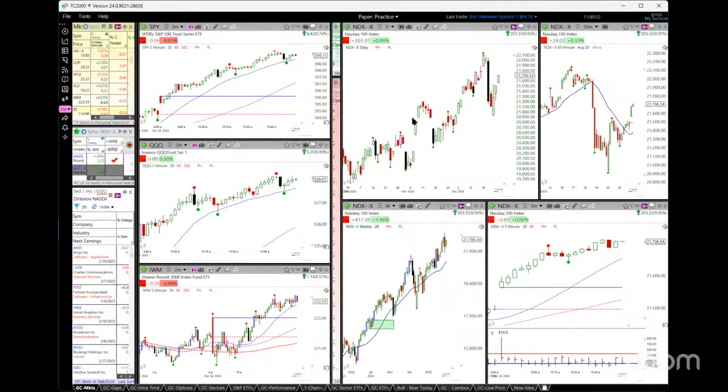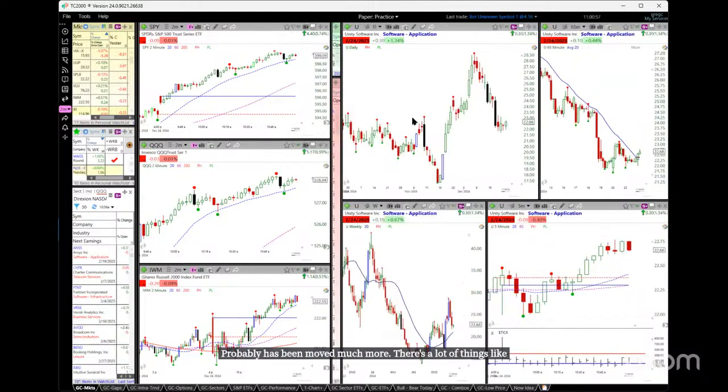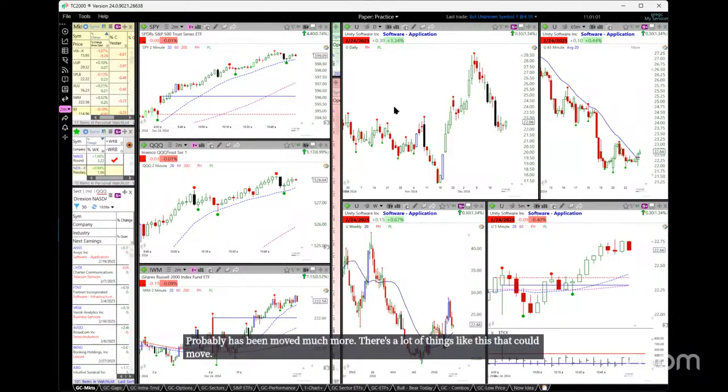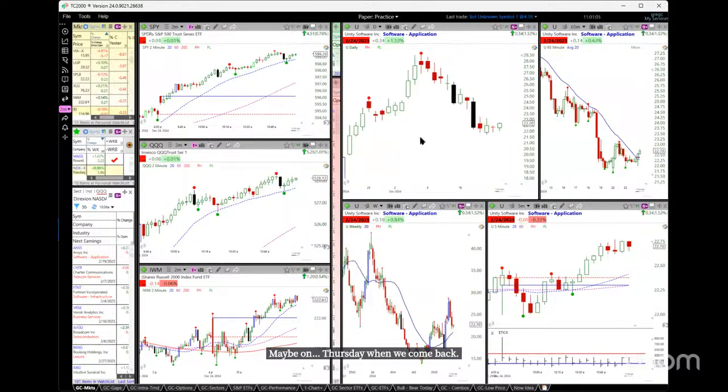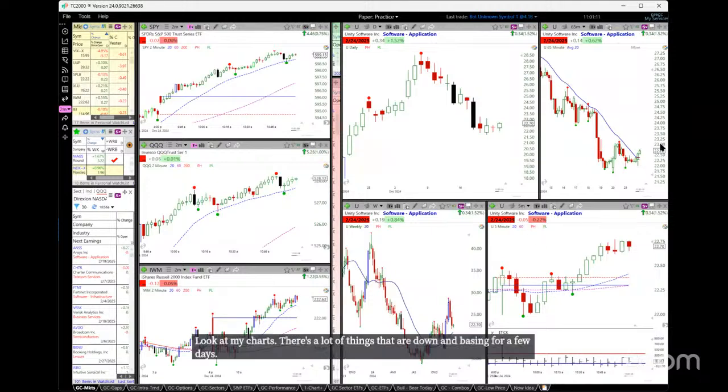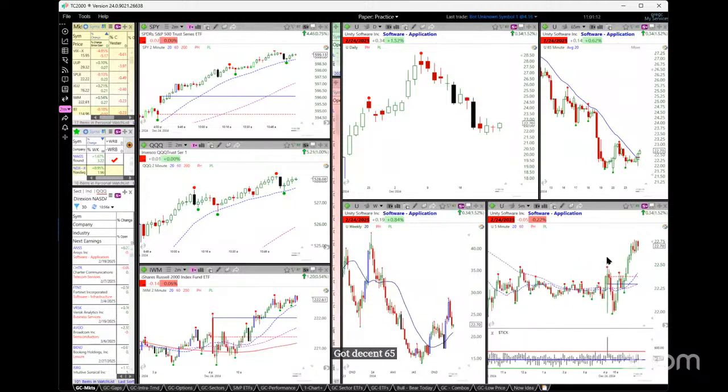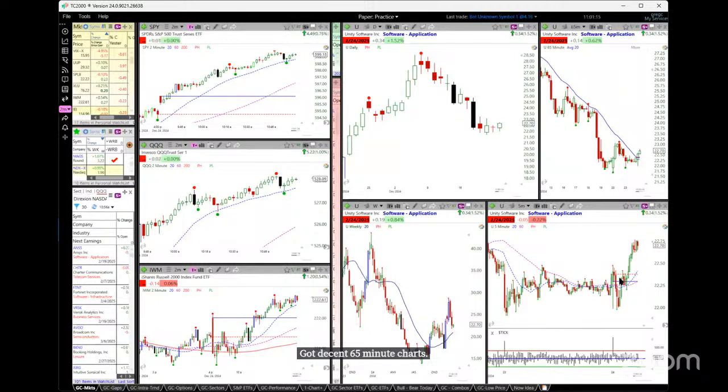It's moved, Stefan. Probably isn't going to move much more. There's a lot of things like this that could move. Maybe on Thursday when we come back. Look at my charts. There's a lot of things that are down and basing for a few days. Got decent 65-minute charts. It's moved up. Let's see how some of these things hold on to their gain now.